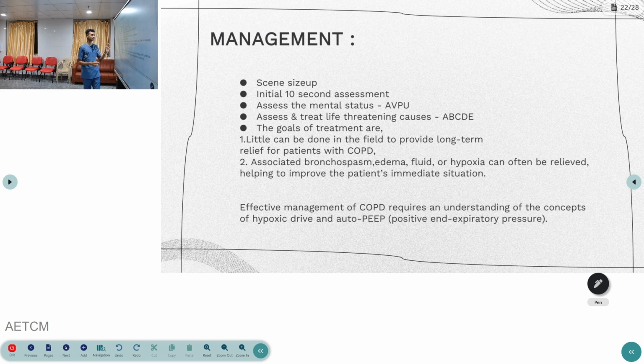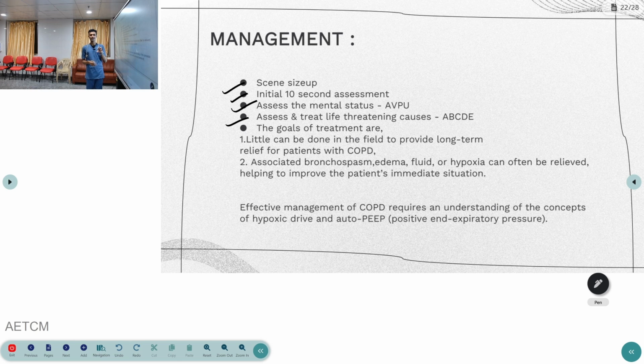Management-wise, again we start with scene size-up, the initial 10-second assessment, and assess AVPU, and assess and treat airway, breathing, circulation, disability, exposure. There are only a few things we can do in pre-hospital scenarios, because it is a chronic condition; we have to take the person to definitive care and manage step by step.